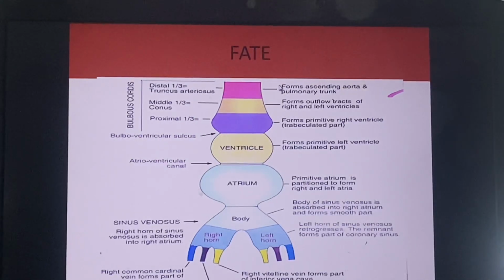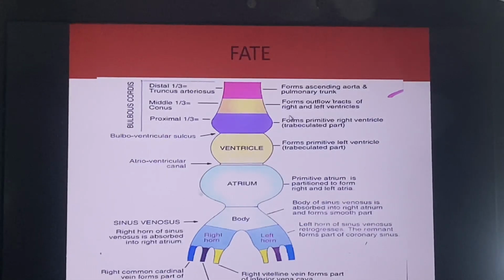The distal one-third is contributing to the formation of the ascending aorta and pulmonary trunk. The middle portion is contributing to the outflow tract of the right and left ventricle. So you know it, on the right side it is leading to the pulmonary trunk and on the left side it is leading to the aorta. Those outflow tracts are formed by the conus portion, or central one-third portion, of the bulbus cordis.